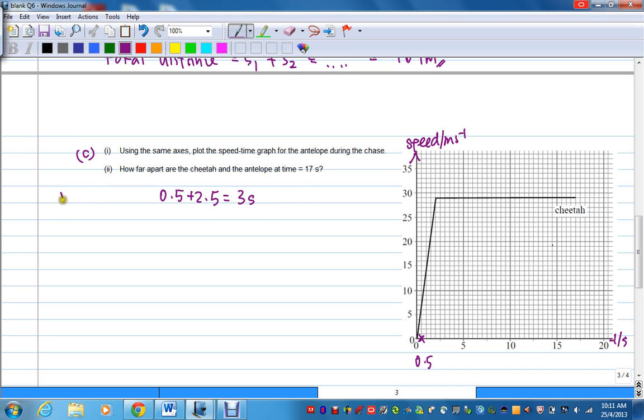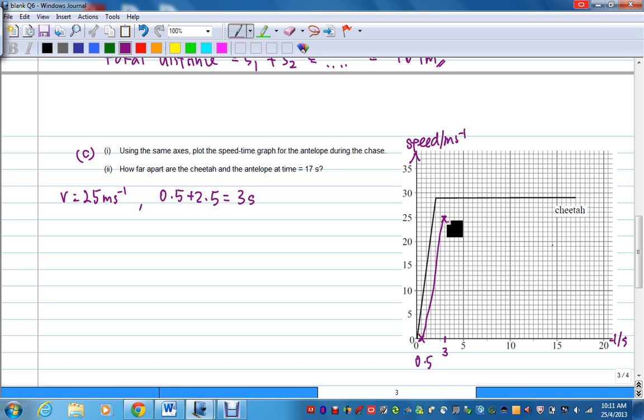So the speed of the antelope will be 25 meters per second, given in the question, when the time is 3 seconds. So this is 1, 2, 3. So this is my 3 seconds and the speed is 25. So this is the point. So you have to draw a line from 0.5 here to t equals 3 seconds.